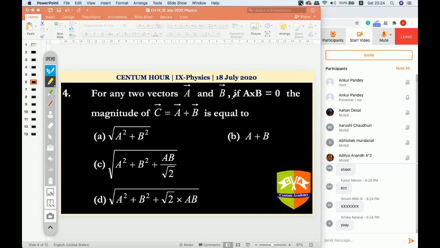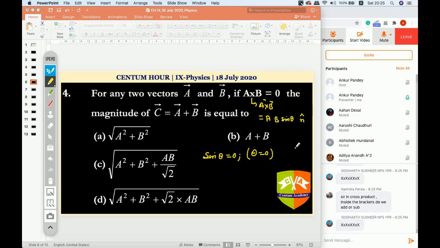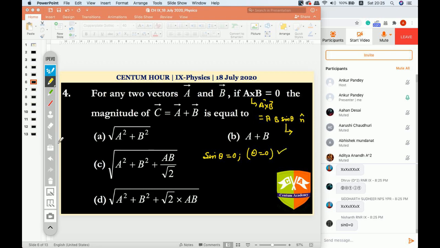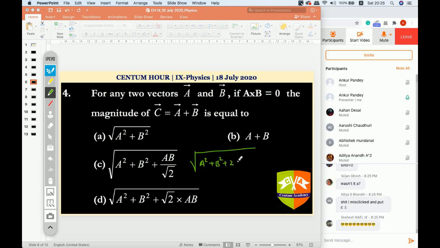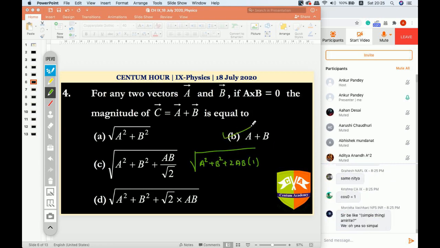For any two vectors A and B, if A cross B is 0, what do we mean by A cross B equal to 0? That sine theta equal to 0, or theta equal to 0. The cross product is magnitude of A, magnitude of B, sine theta multiplied with a unit vector n. The only value making it zero is sine theta. Sine zero is zero. Got it? Theta is zero. Now when theta is zero, square root of a square plus b square plus 2ab cos 0 will look like a plus b whole square, a plus b. Got it?